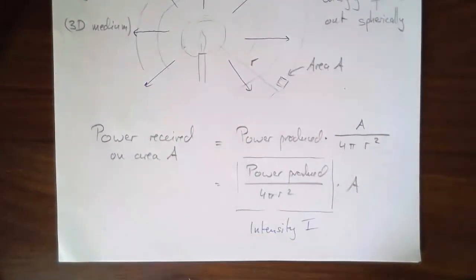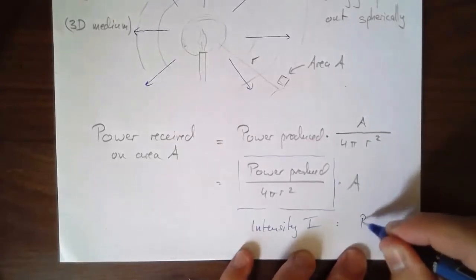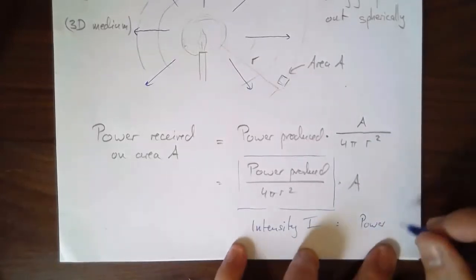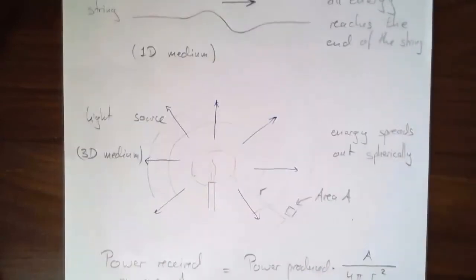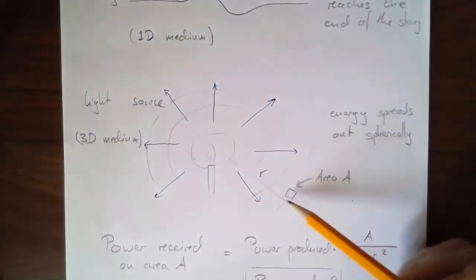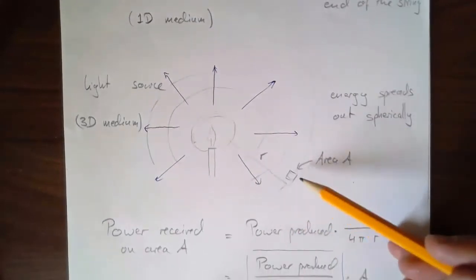Intensity I, in most general terms, is power per area. So how many watts per meter squared? How many joules per second per meter squared? Always visualize it as, imagine this is not a candle, but the sun. Put a solar panel here. How much energy, how much power are you going to receive in your solar panel?